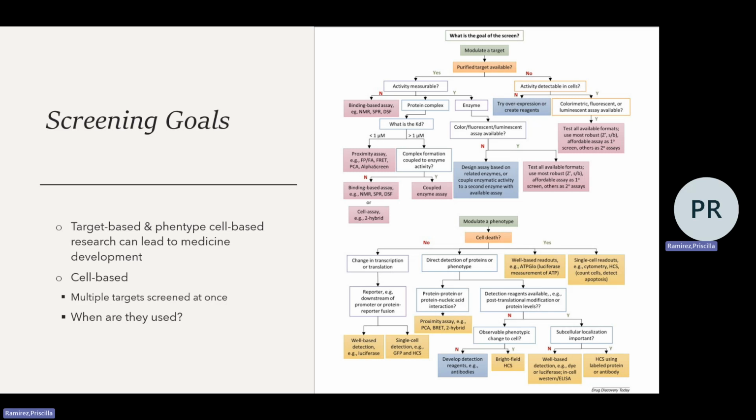So this is showing a little bit about the cell-based assay, and the cell base is on the bottom for the phenotype cell base. On the bottom portion of this figure, on the right-hand side, if it does lead to cell death, you would go through this diagram. And on the left-hand side, if it doesn't lead to cell death, you would follow those steps. And on the top is if you were doing the target-based drug discovery. With cell-based, you can screen multiple targets at once. And we already went through a little bit about when and why they are used.